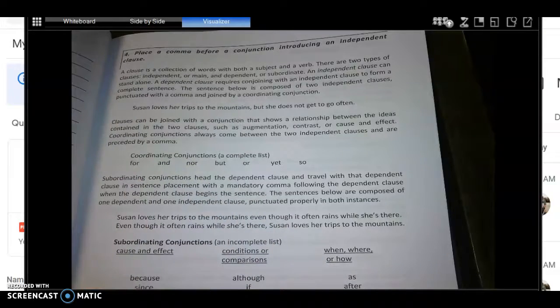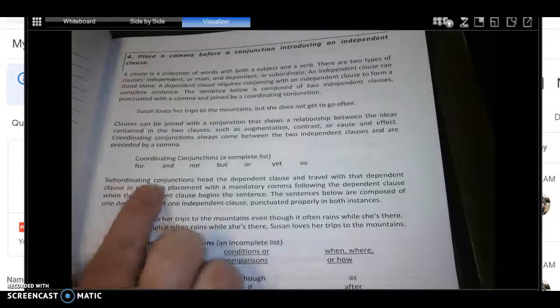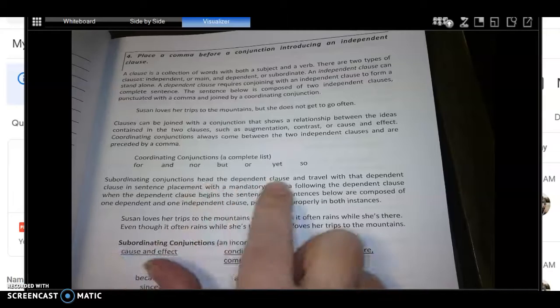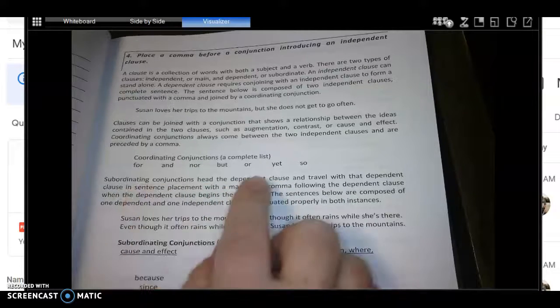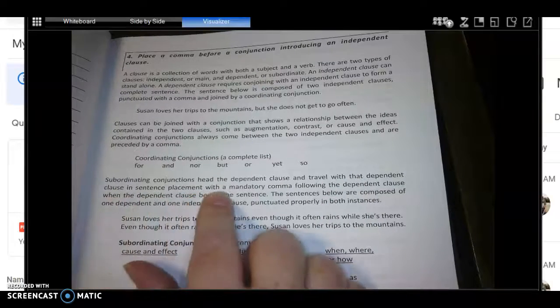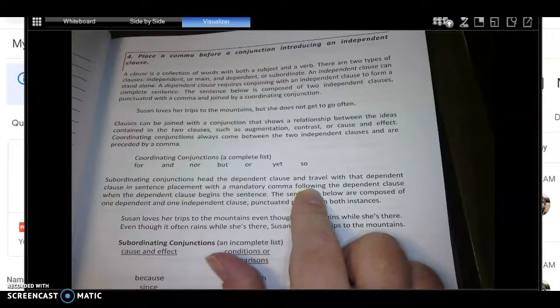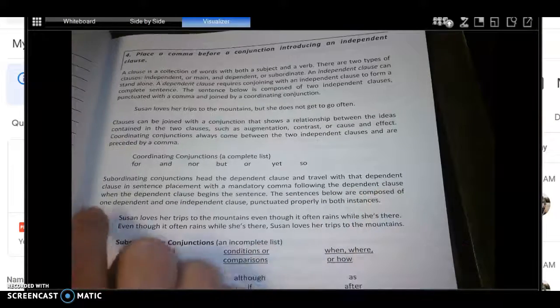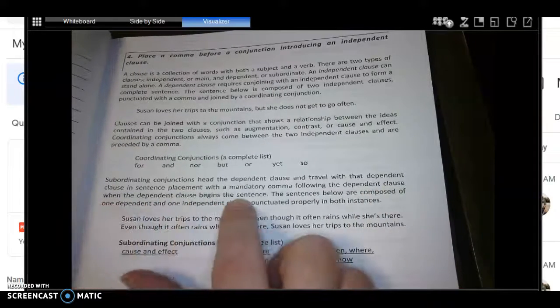Right? All right. Subordinating conjunctions head the dependent clause. So go ahead and underline subordinating conjunctions and dependent clause. And they travel with that dependent clause in a sentence, with a mandatory comma following the dependent clause when the dependent clause begins the sentence.